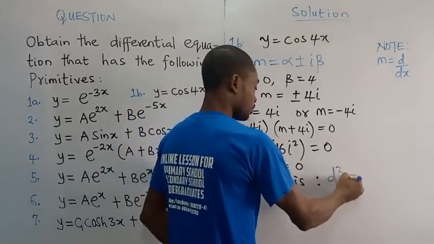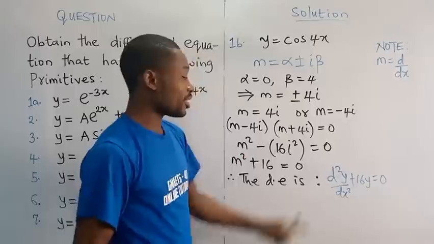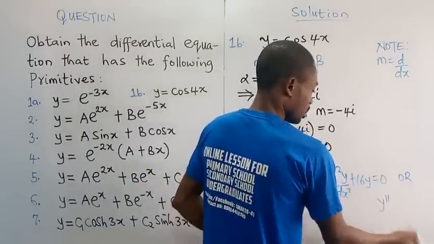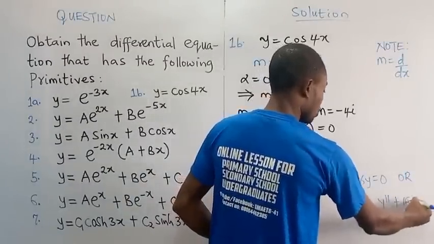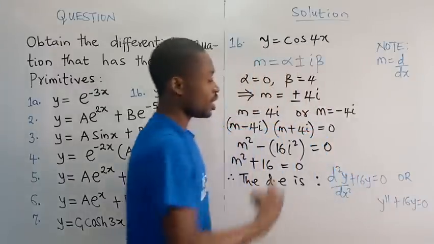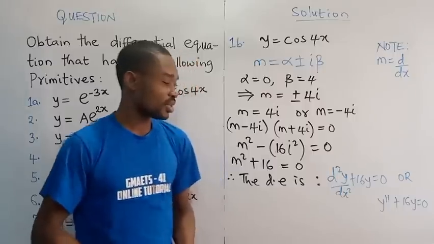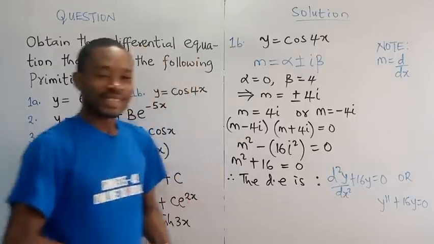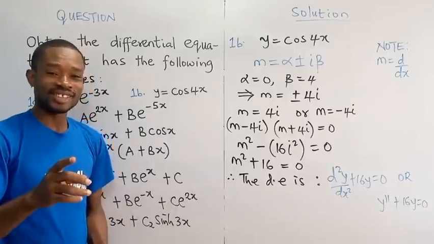So we have, like I said, you can still use the concept of y double prime, then you move on, plus 16y equal to 0. You can actually still write the equation like this, and you can still use the capital D notation. The choice is yours. I hope you're learning right.